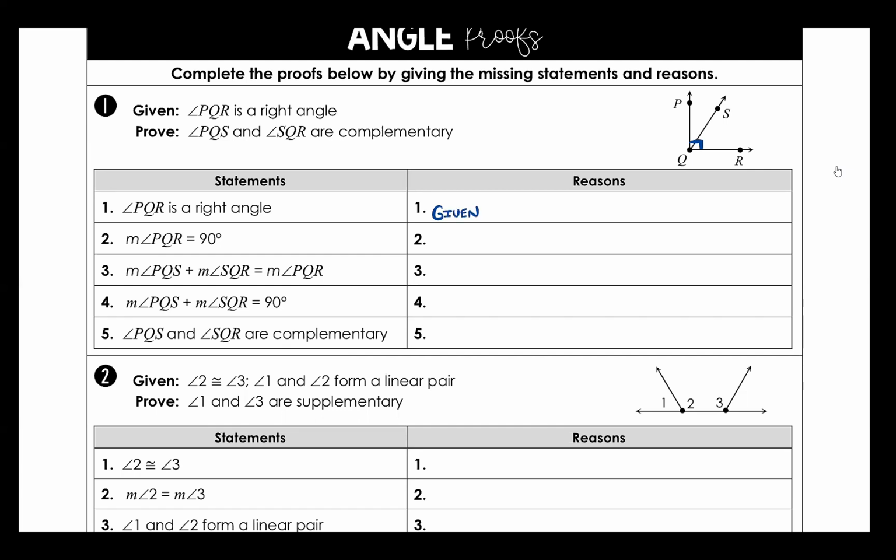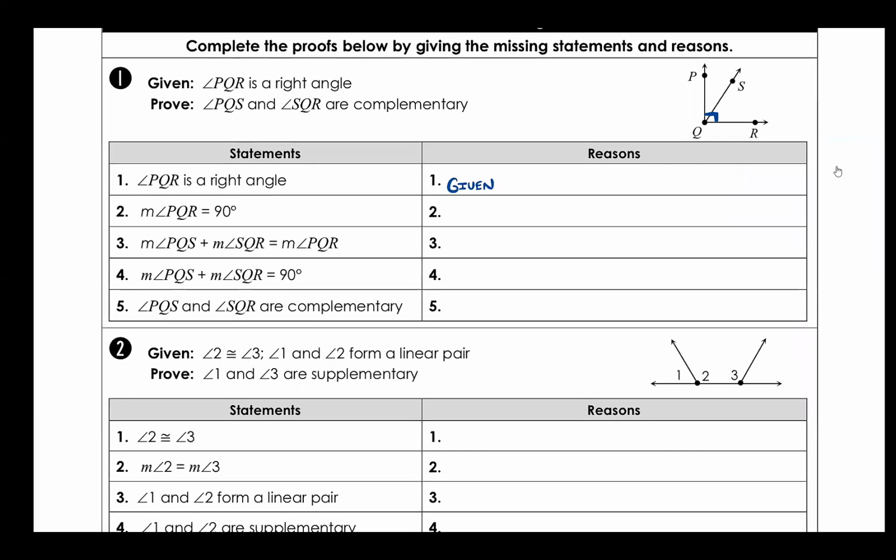Half the battle is getting started. So if I said PQR is a right angle, and then they said the measure of PQR is 90, how do they know that? Definition of a right angle. You guys are going to find out that these proofs use a lot of definitions, which takes a lot of the thinking off y'all's plate. So definition of a right angle.